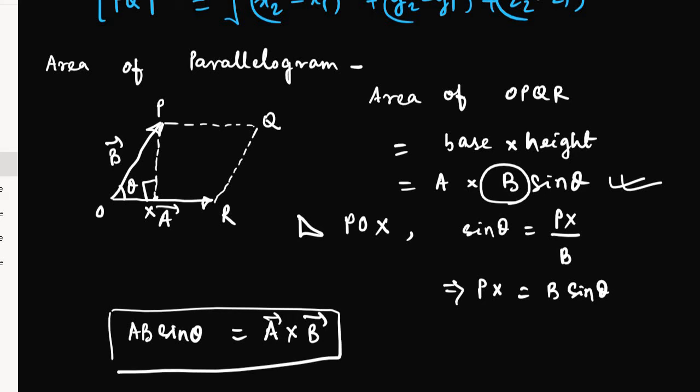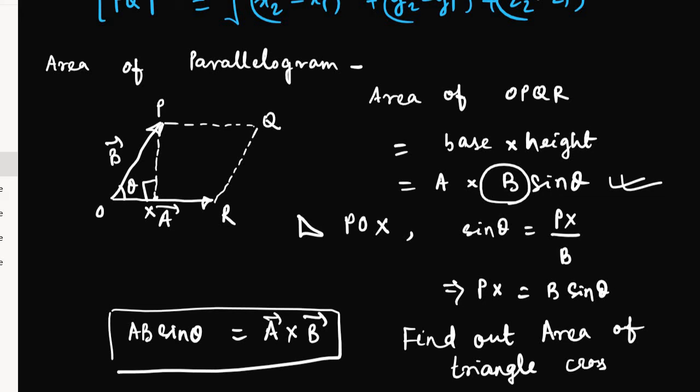Similarly, there is another question for you. Find out area of a triangle in terms of cross product. Okay, and that would be very helpful for you. So this is for position vector, displacement vector, area of a parallelogram, and you can find out this question very easy to do. Please try it out.